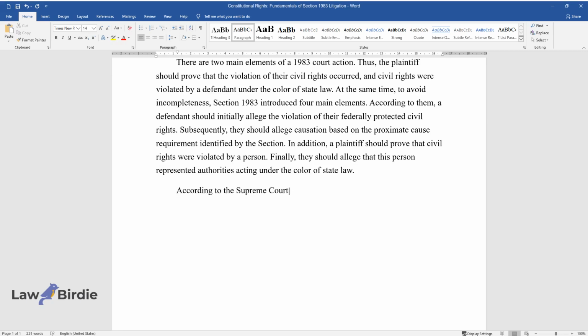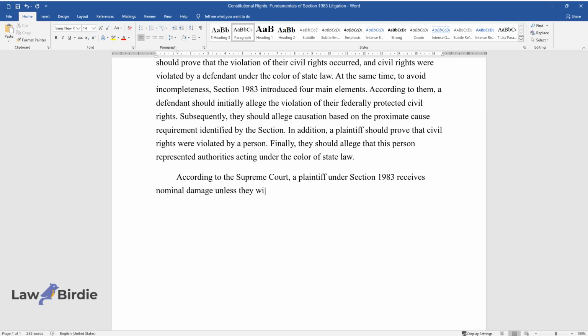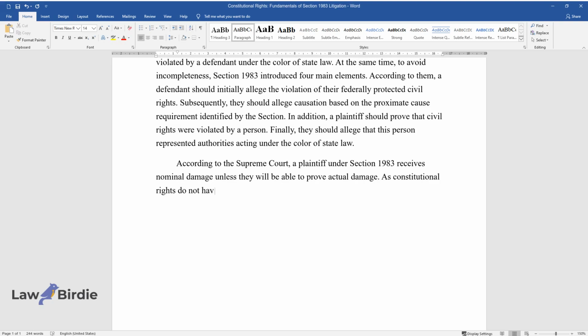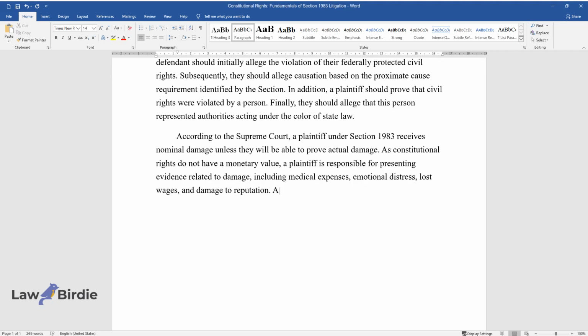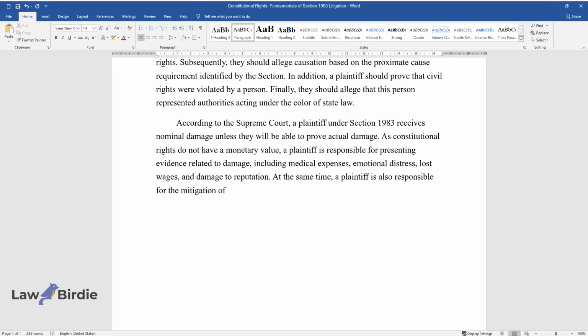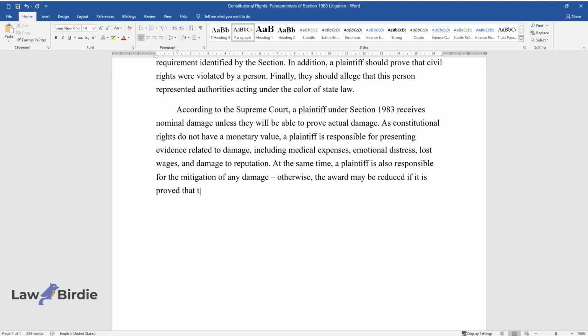According to the Supreme Court, a plaintiff under Section 1983 receives nominal damage unless they will be able to prove actual damage. As constitutional rights do not have a monetary value, a plaintiff is responsible for presenting evidence related to damage, including medical expenses, emotional distress, lost wages, and damage to reputation. At the same time, a plaintiff is also responsible for the mitigation of any damage. Otherwise, the award may be reduced if it is proved that they intentionally failed to improve their condition.